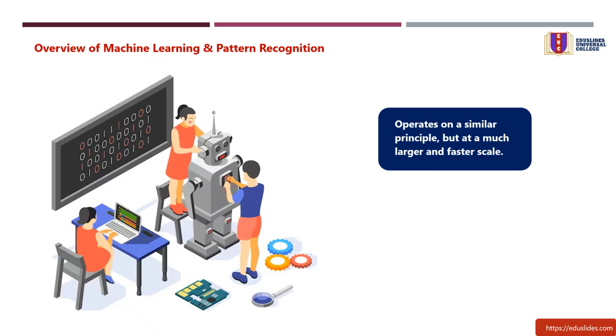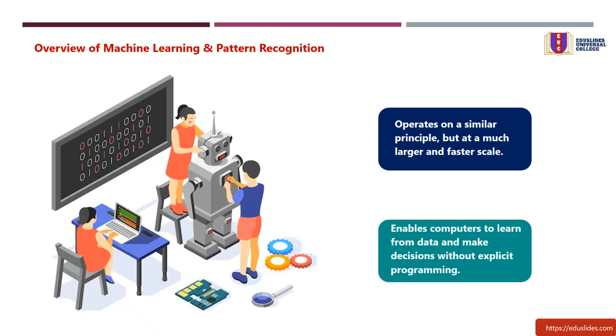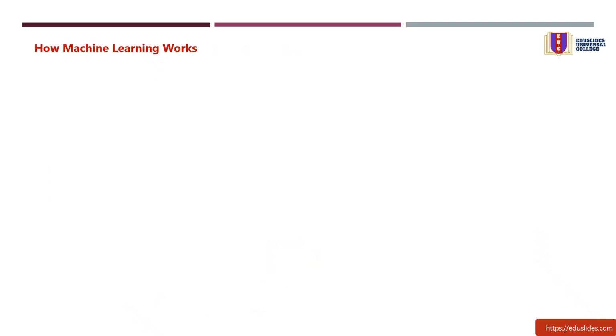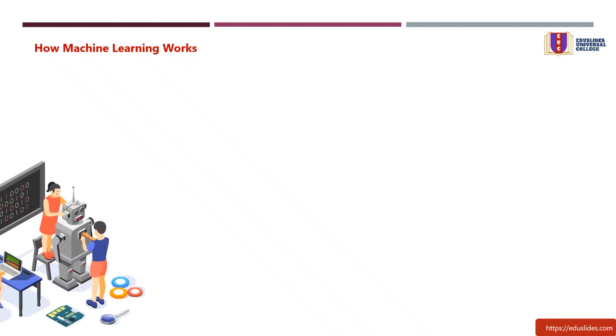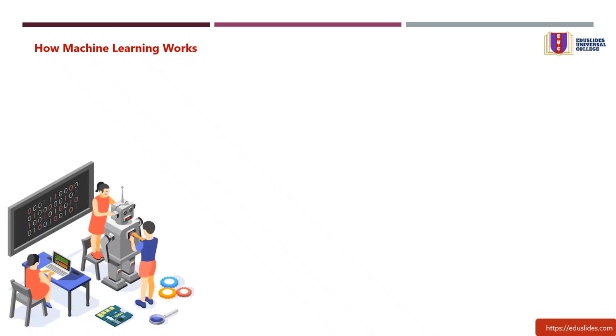Machine learning, ML, is a field of artificial intelligence that enables computers to learn from data and make decisions without explicit programming. The process of training an ML model can be broken down into three main stages: understanding patterns, measuring error, and optimization. Let's explore each part in more detail.